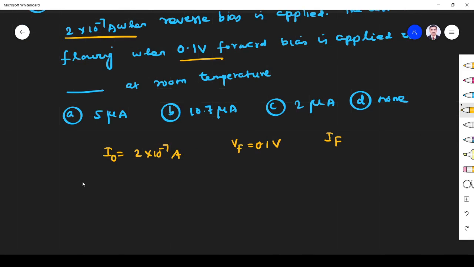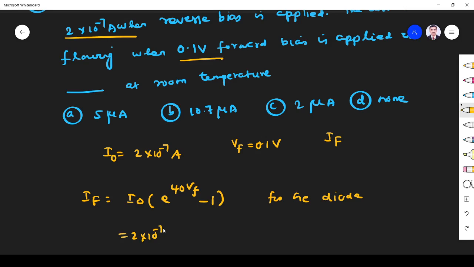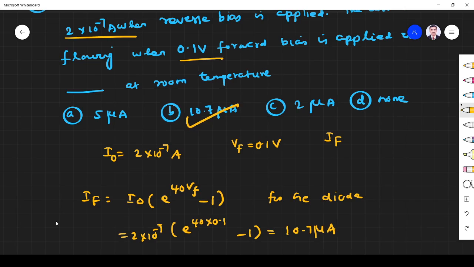So we know IF is equal to I0 into e power 40 VF minus 1 for germanium diode. So I0 is 2 into 10 power minus 7, e power 40 into 0.1 minus 1, that will be giving 10.7 micro ampere. So the answer is 10.7 micro ampere.